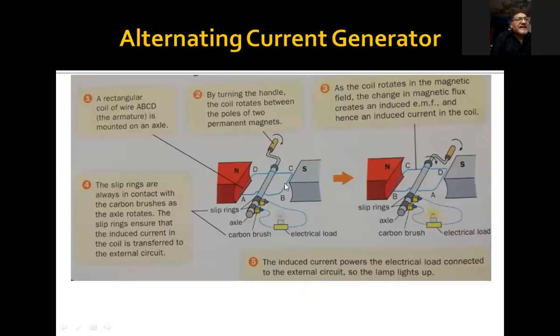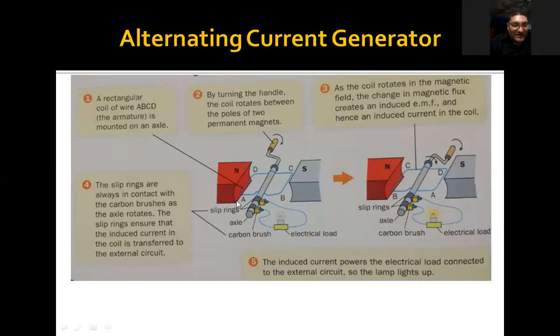In this diagram, you can see it's a basic diagram of an AC generator. Here you have two permanent magnets, and this is the north pole of one magnet, this is the south pole of the other magnet. And here we have a magnetic field. The magnetic field lines are going from north to south. So here we have horizontal magnetic field lines. They are going from left to right.